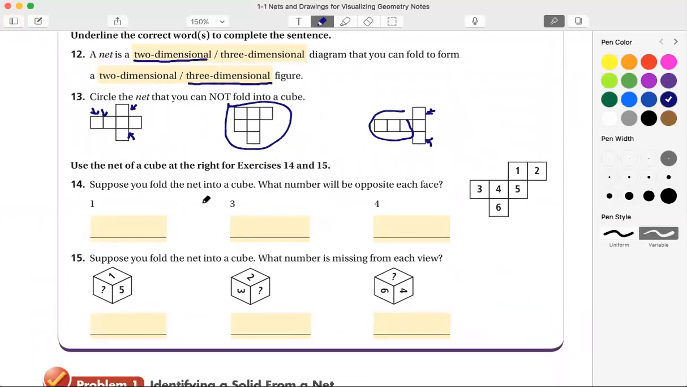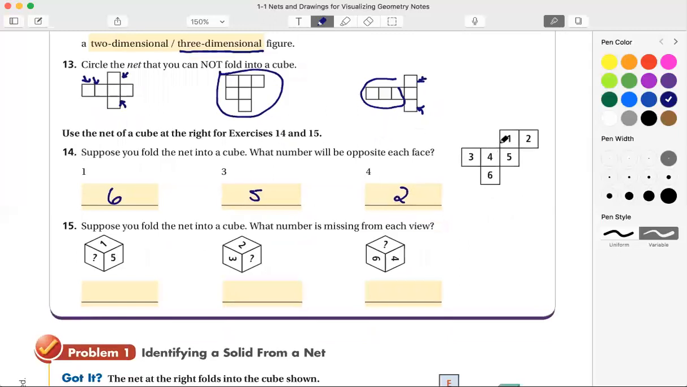So suppose I fold the net into a cube. What number will be opposite each face? So if I have face 1 here and I fold it up, what will be the opposite side? So it looks like I'm going to have to fold this around. I'm going to move the 6 down, I'm going to move the 3 down, the 5 down, and I'm going to move the 2 over. And it looks like the 1 will be opposite the 6 when I fold it. And then it looks like the 3 will be opposite the 5. And it looks like the 4 will be opposite the 2 when I fold that figure up.